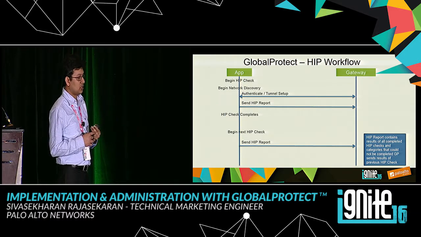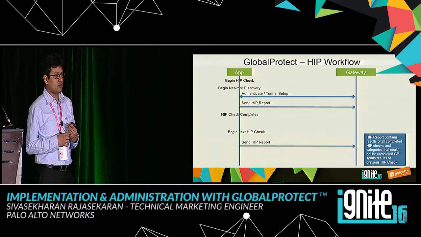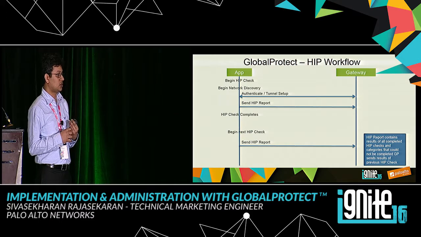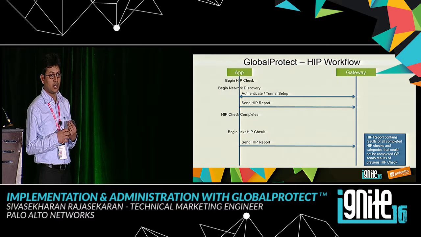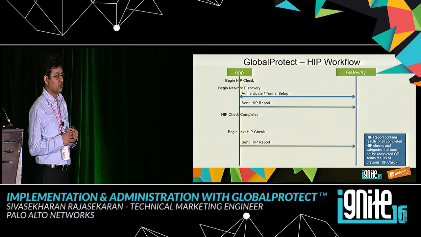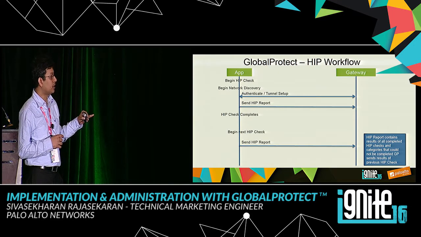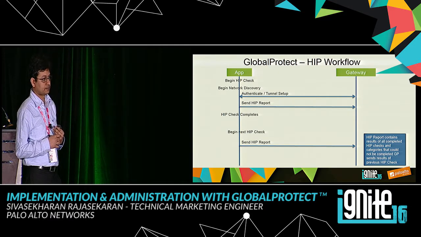So at this point, the GlobalProtect gateway will have a HIP report which has the results of the most recent HIP check that was done. And for those categories for which the HIP check was not able to be completed on time, it would include the result from the previous run. That way, the gateway has all the information that it can use for security policy enforcement. This is what happens at the endpoint during a HIP workflow.